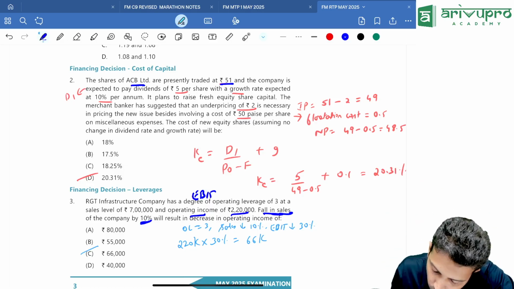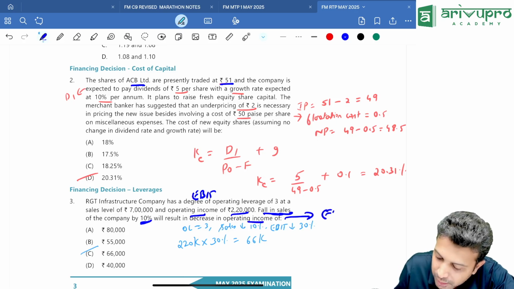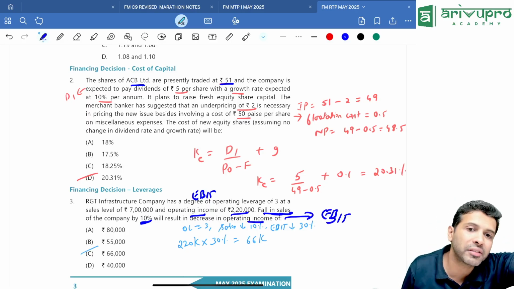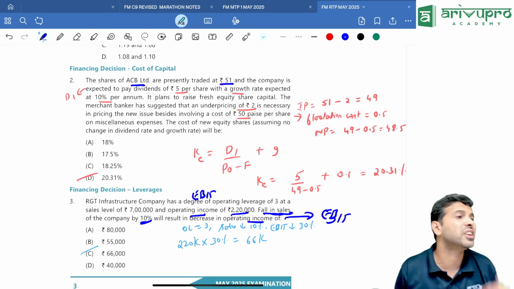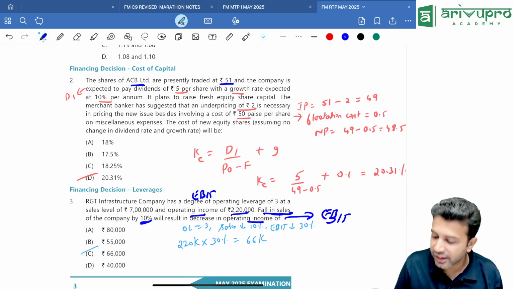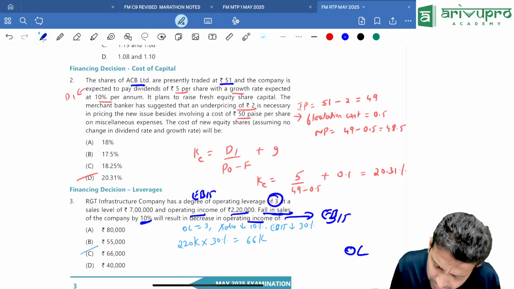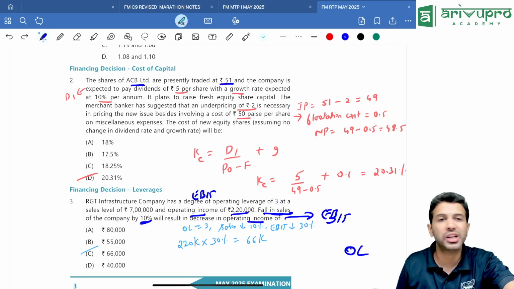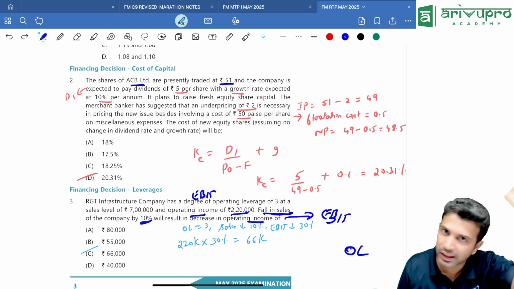They are asking what a fall in sales of the company by 10% will result in, in terms of decrease of operating income. Operating income is EBIT. Sir, they are asking you how much EBIT will fall. Now, simple. Which leverage measures the relationship between sales and EBIT? Sales and EBIT is measured by operating leverage. Operating leverage is 3, which means for 1% change in sales, there will be 3% change in EBIT. Correct? That's what operating leverage measures.